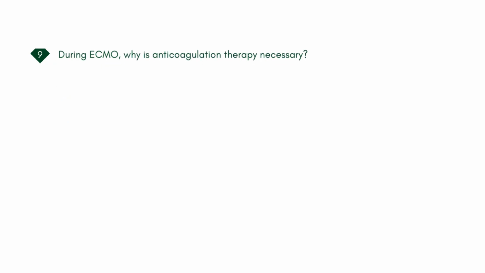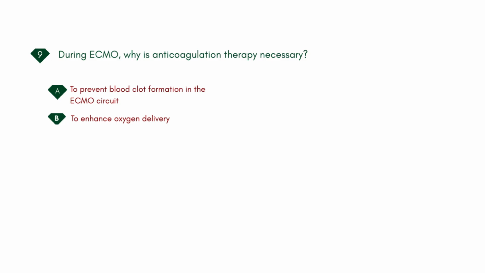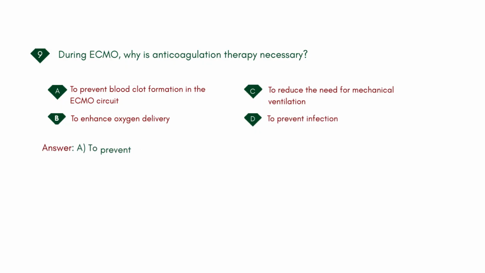During ECMO, why is anticoagulation therapy necessary? A. To prevent blood clot formation in the ECMO circuit. B. To enhance oxygen delivery. C. To reduce the need for mechanical ventilation. D. To prevent infection. Answer: A. To prevent blood clot formation in the ECMO circuit.